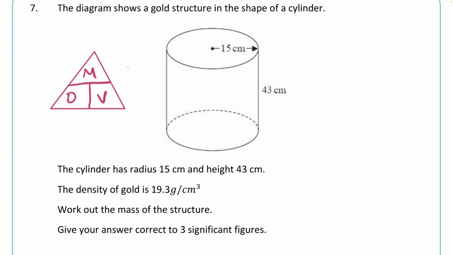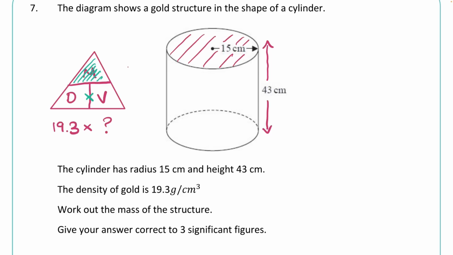So to work out the mass, which is what we're working out here, we're going to need to do the density multiplied by the volume. Now, we have the density, 19.3, as long as it's in centimetre cubed, and we're going to multiply that by the volume, which we don't know, so we need to work out the volume. Now, the volume of any prism, you get the area of the cross-section, which in this case is a circle, and you multiply it by the distance that it passes through the shape. In this case, it's the height.